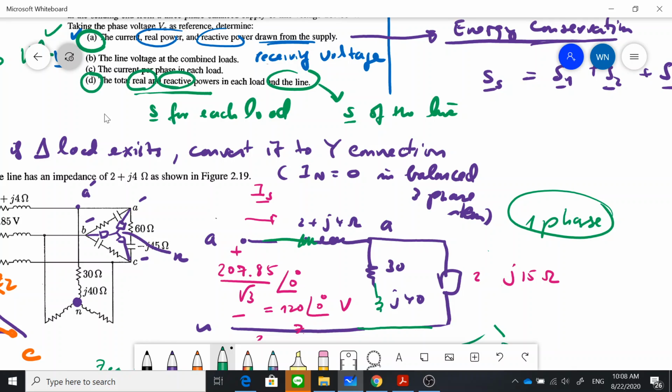And what is it here? This is reactance, right? The line voltage at the combined load. The two loads are here. In this case, this is the load, the two loads, combined loads, right? The problem says, what is the line voltage at the combined load? So if you compute the voltage at this position, what is the voltage here?